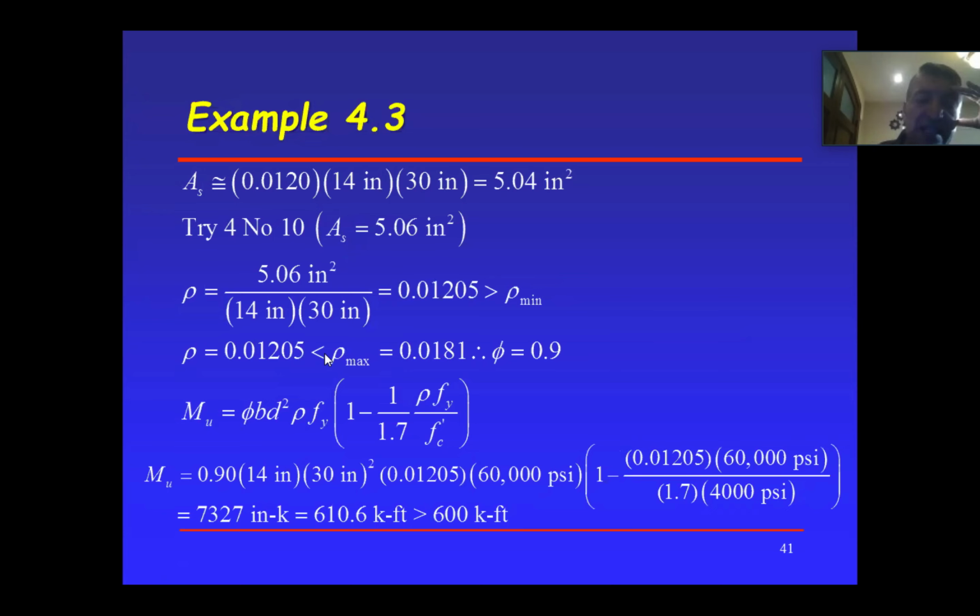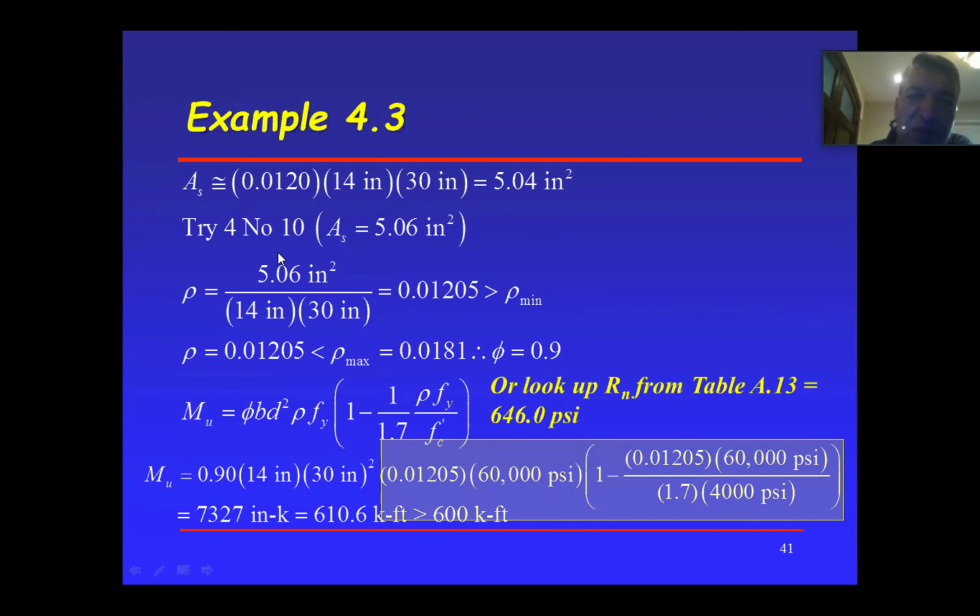So now As equals rho bd. As is 0.012 times b of 14 and d of 30. That's my area of steel. From one of the tables I showed you, you take that area of steel and you will find 4 number 10 bars. It gives you 5.06, just over that. Now, remember our rho, we assumed 0.012, but now I modified my area of steel, so my rho is going to be different.